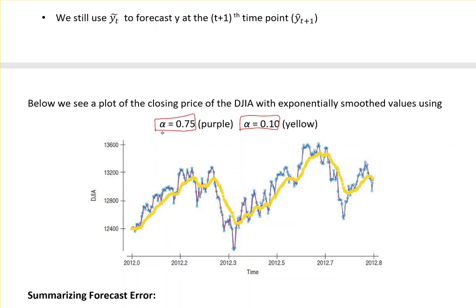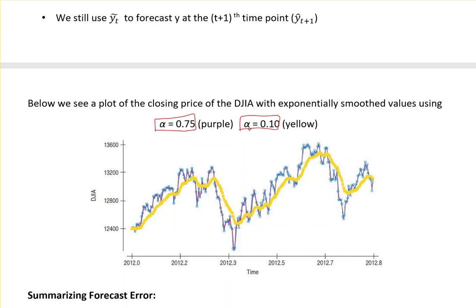We say this alpha is close to 1, right? So when alpha is closer to 1, that means the current value is very important, right? So if the current value is important, that means it will react very rapidly to the changes, right? So that means the line will not be very smooth. So which is it? It will be this purple one, right? It will follow these points very well because it reacts to the changes very quickly.